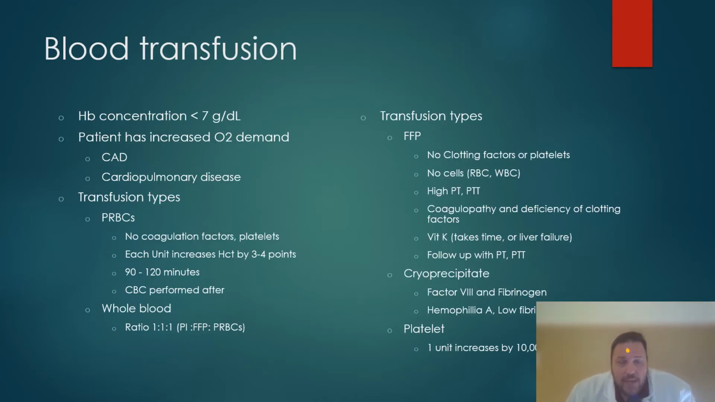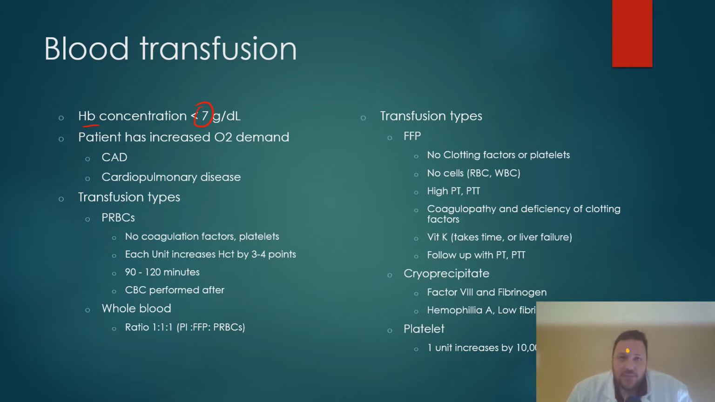So we have an anemic patient. When do we give a blood transfusion? The answer is in two conditions. One, if the hemoglobin concentration of the patient drops below 7 grams per deciliter, it's time for a transfusion. Two, if the patient has an underlying pathological condition that increases O2 demand, such as coronary artery disease or any type of cardiopulmonary disease, that's the time to give a blood transfusion.